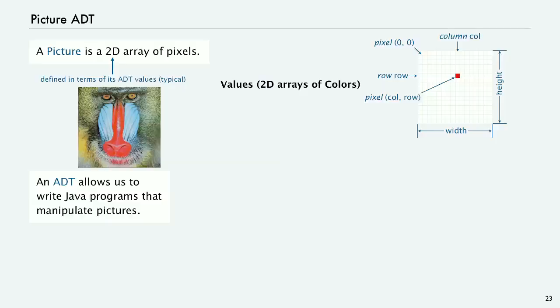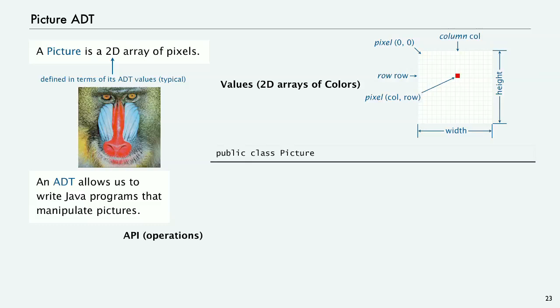And just to get oriented, we think of this as rows and columns with 0, 0 up at the top left. We're going to use two indices to refer to the pixel at a particular place. We have its column and we have its row. And that's how we're going to refer to individual pixels. It's got a certain width and a certain height. Just with that orientation, then we can define the operations that we're going to perform on pictures.